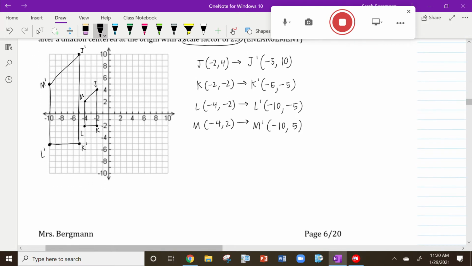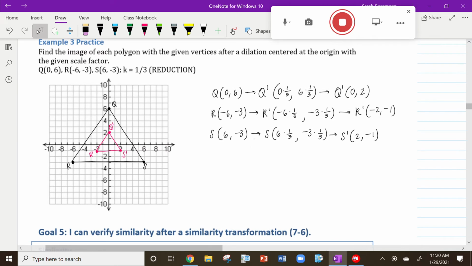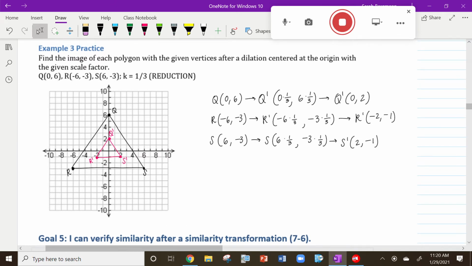I want you to pause this video and try this practice problem below. This one is going to be a reduction. Here's what that should look like.